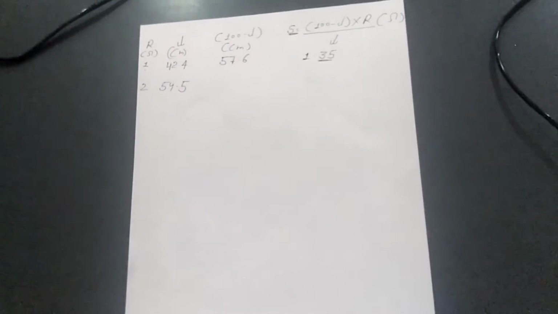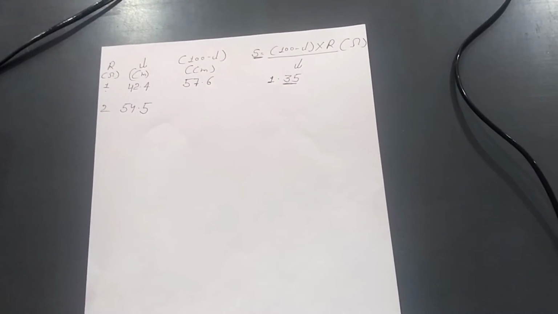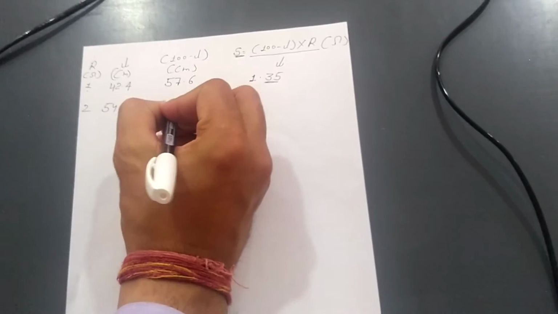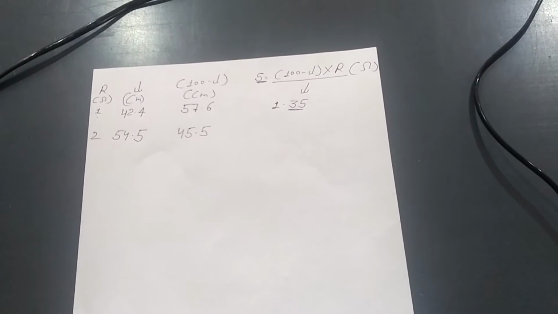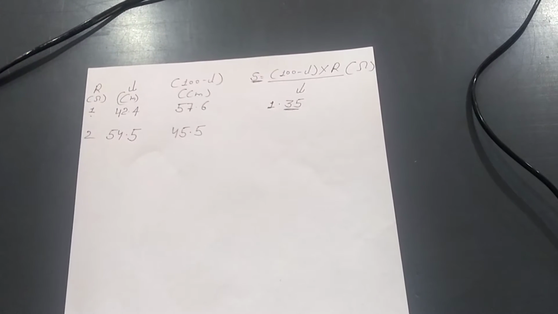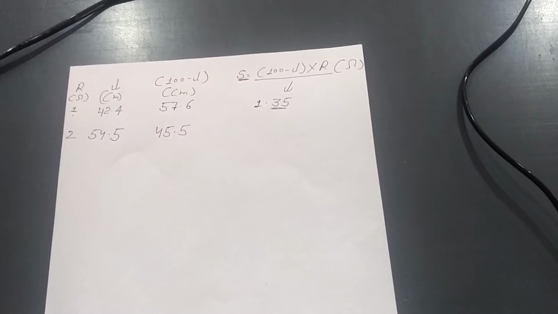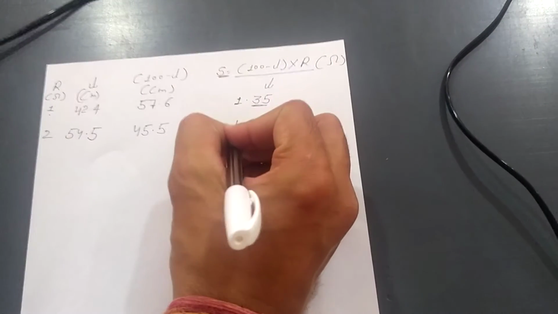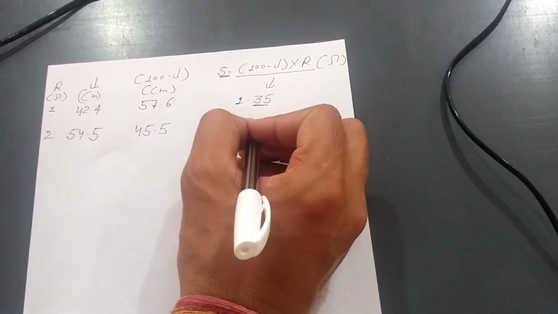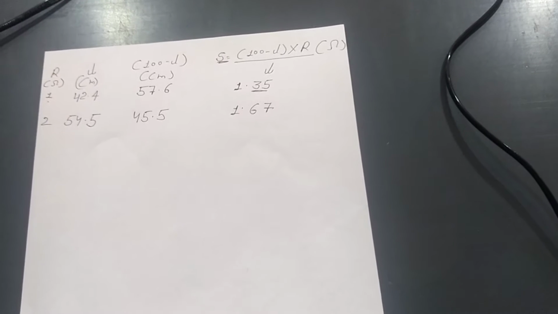Now again we will do 100 minus L. So if we do 100 minus 54.5, I'm getting 45.5. Now again using 45.5 multiplied by 2, which is 91, and then if I divide this 91 by 54.5, it is coming out to be 1.669. I'm writing 1.67, right? So this is the second reading which I have got.